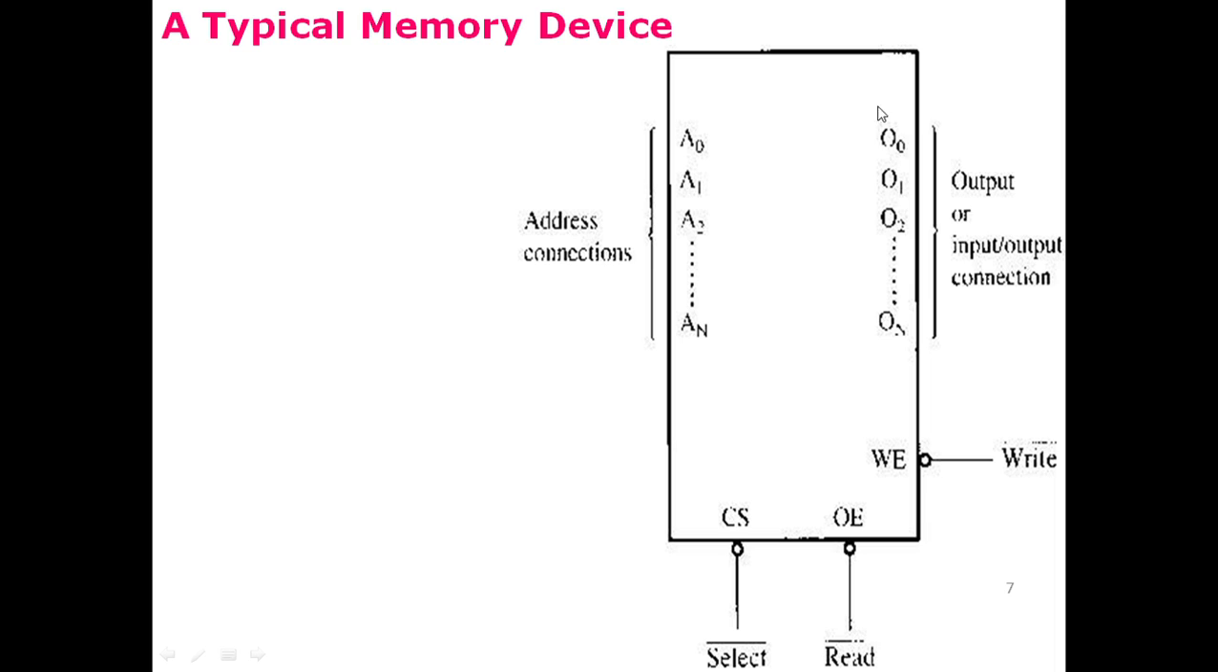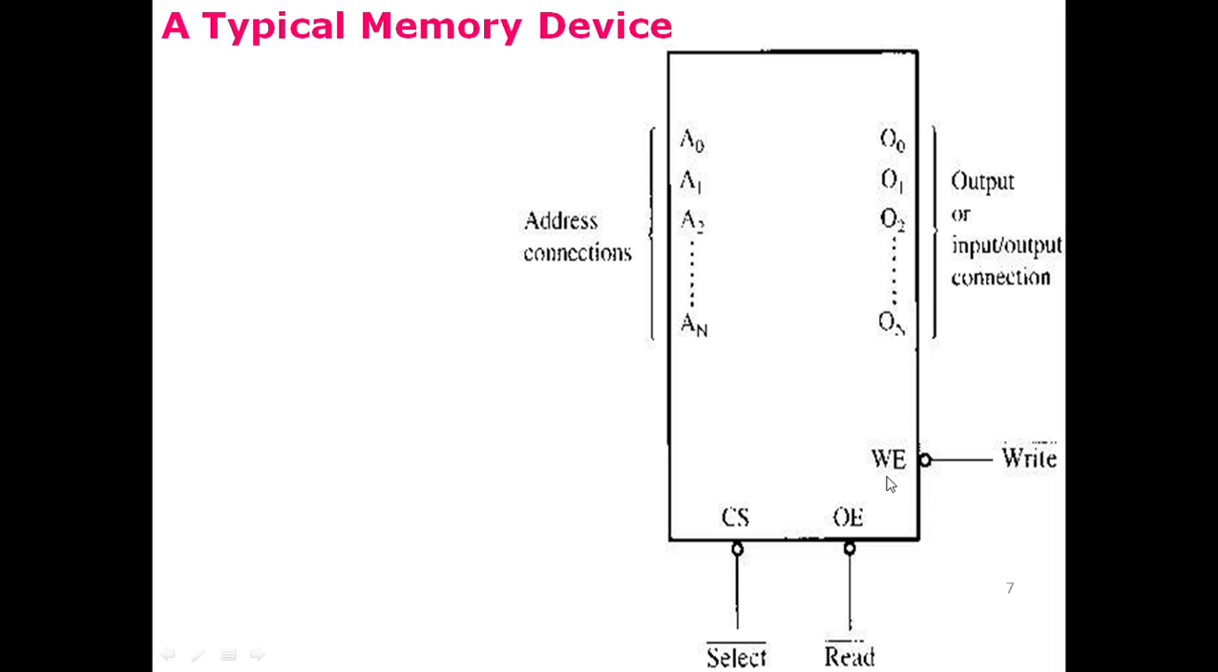And on the other side, we have the output connections or the output pins. These output pins are designated with O0, O1, O2, and ON, depending on the number of outputs that can be taken at one time from this memory unit. These output pins may be used just for sending the data output, or may be used for input or output both. In addition to these input pins and output pins, there are some control pins as well.